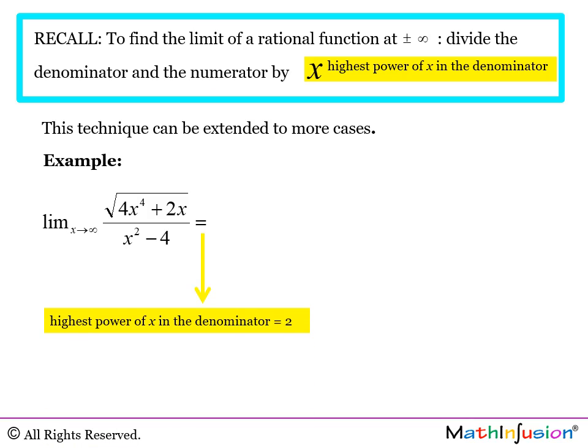You can see that we have to divide everything by x to the power of 2 because the highest power of x in the denominator is 2. The thing is what to do with the radical. You have now to notice that x to the power of 2 is x to the power of 4 in the radical, which means that outside of the radical we are going to divide by x to the power of 2, but in the radical we are going to divide everything by x to the 4.